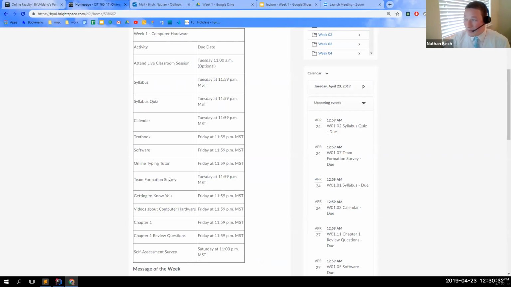But week 1 looks really big and overwhelming just because I want you to know what is available to you, not that all of this stuff is due. If you look at your actual deliverables, things that you actually have to submit, there's a syllabus quiz, and the information survey you don't have to do. Getting to know you, this discussion you do have to do, and then the chapter 1 review questions and self-assessment survey. Okay, those are the actual things that you have to submit.